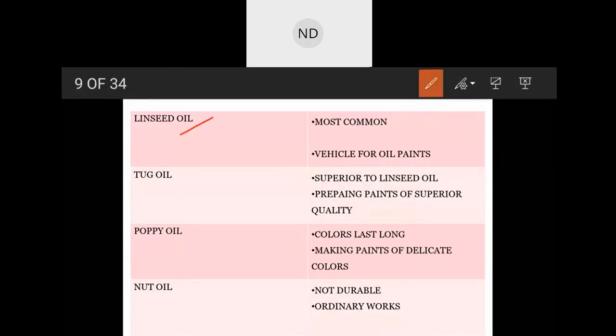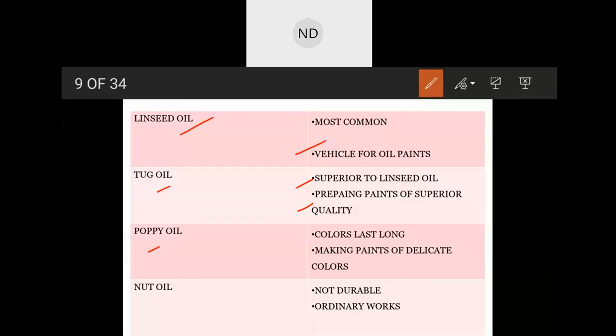Let's see the examples of vehicle or carrier or binder. First one, and the most common one, is linseed oil. It forms a vehicle for oil paint. Next one is nut oil, which has a superior quality to that of linseed oil. It is majorly used for preparing paints of superior quality.